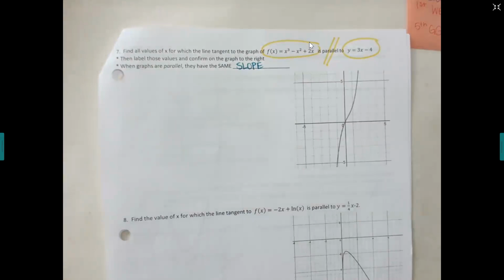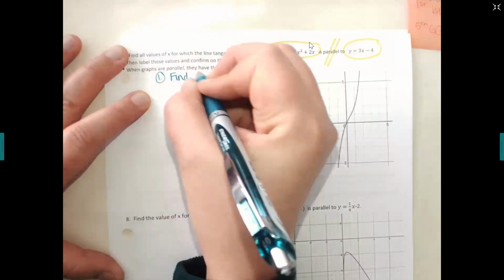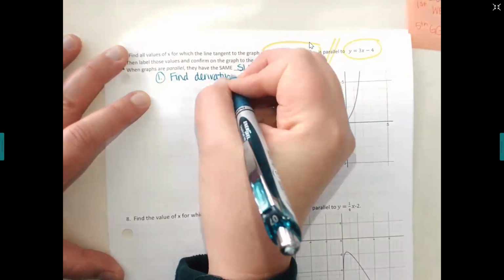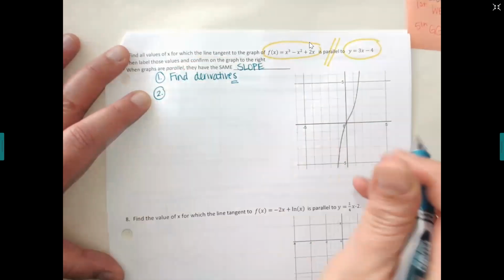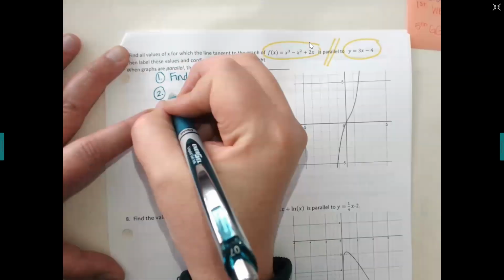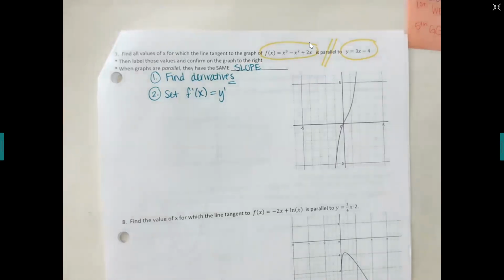So here's what the strategy is going to be. We're going to find the slope of this line by taking the derivative, and we're going to find the slope of this line by taking the derivative, and then we're going to set them equal. So let's write the steps down, then we'll do it. Step number one, you're going to find the derivatives, plural, because we have an F and a Y. Then, because we know that parallel slopes are equal, we're going to set them equal to each other. So we're going to let F prime, which is the derivative of the cubic function, equal Y prime, which will be the derivative of the straight line.